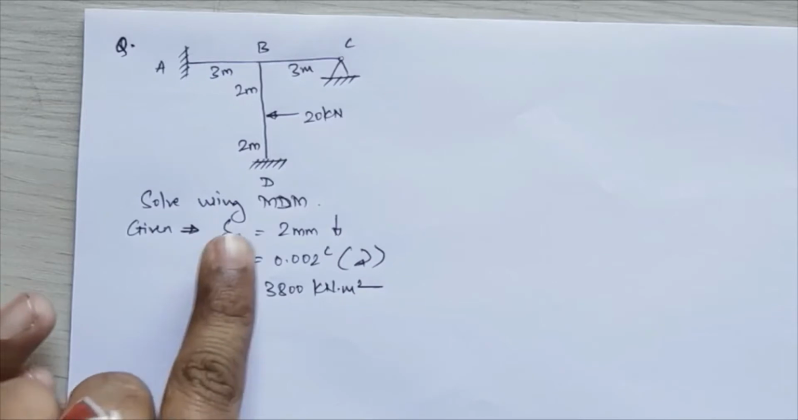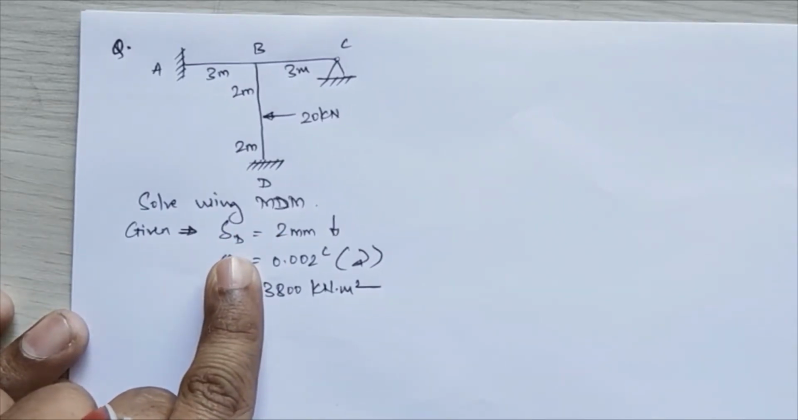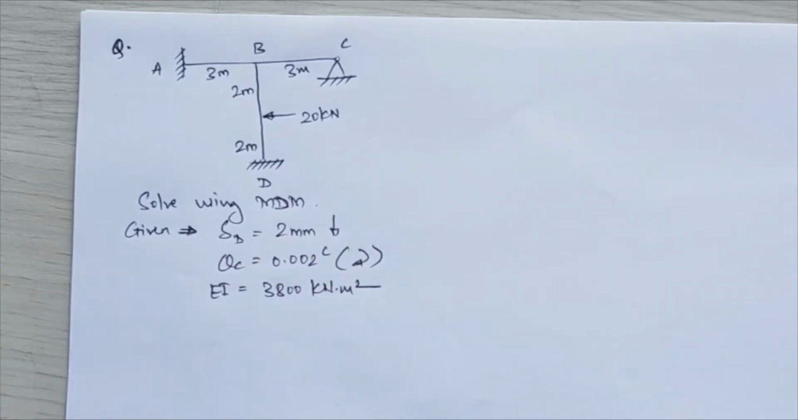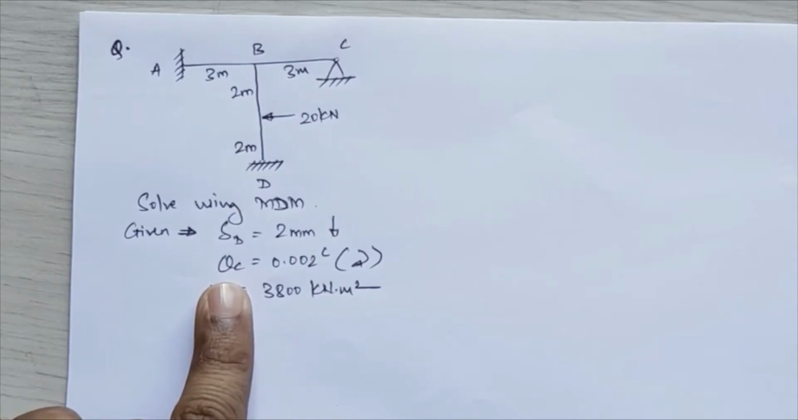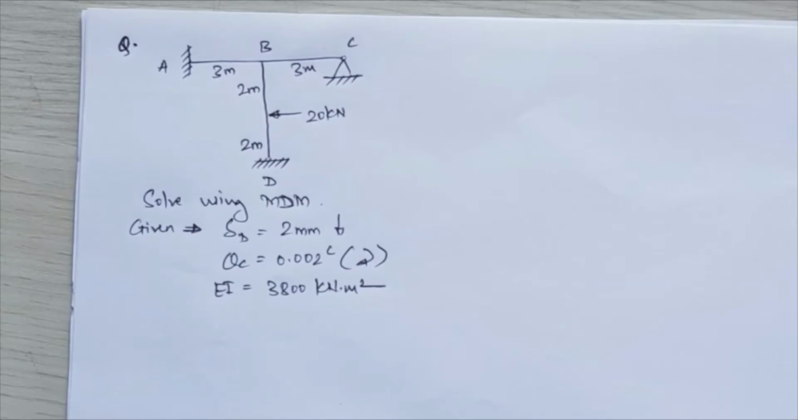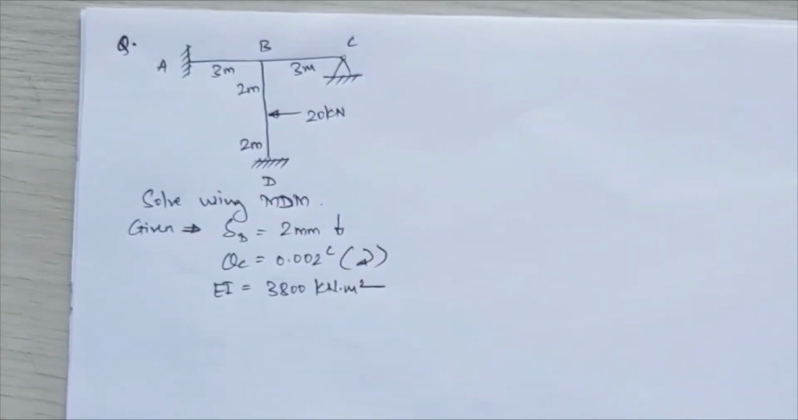You have to solve this using the moment distribution method, along with the given conditions: support D is sinking by 2 mm. Sinking means it will move in the downward direction. And an additional rotation theta C is given to you, equal to 0.002 radians in the clockwise direction, and the EI value is provided, equal to 3800 kilonewton meter square. Here a different EI is not specified, so we'll assume that all the members have the same EI value. So you have to solve this further.